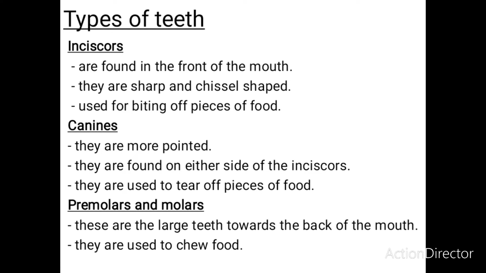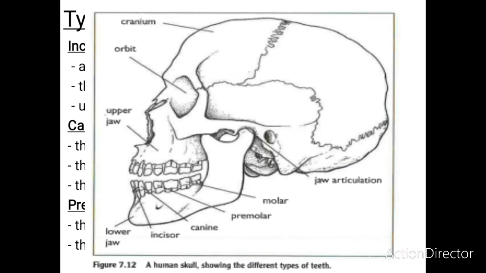And then the canines are more pointed. They are found on either side of the incisors. There are 2 canines on the upper jaw and 2 canines on the lower jaw. The canines are used to tear off food pieces. And then the premolars and the molars are the large teeth towards the back of the mouth, which are used to chew food. Basically, the premolars and the molars break down large food pieces into smaller food pieces.